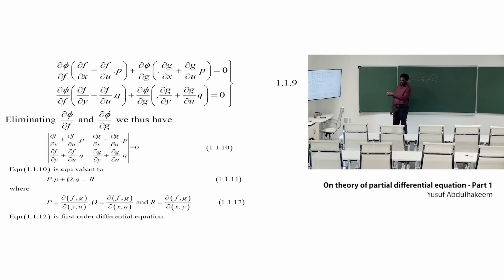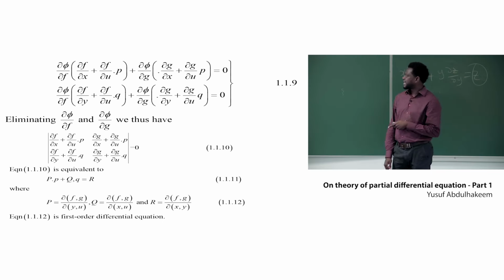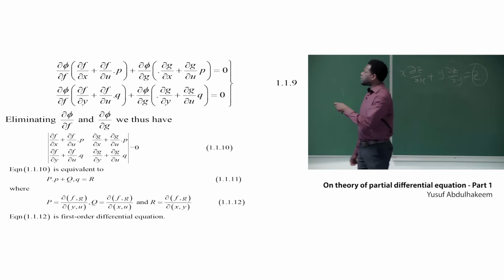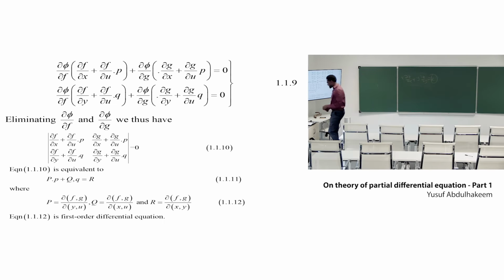Now, if you look at this differential equation very well, we say that eliminating ∂phi/∂f and ∂phi/∂g, we have the equation in 1.1.10. How do we come about this? If we are to eliminate ∂phi/∂f and ∂phi/∂g, we have to treat this differential equation as a system of equations. So what do we mean by that? Here now, this is what we have.